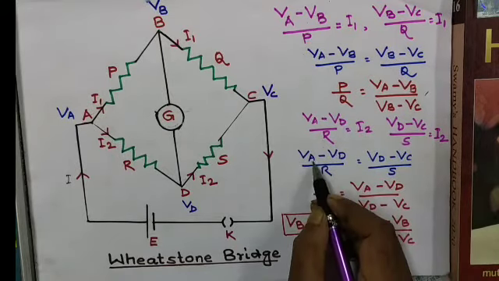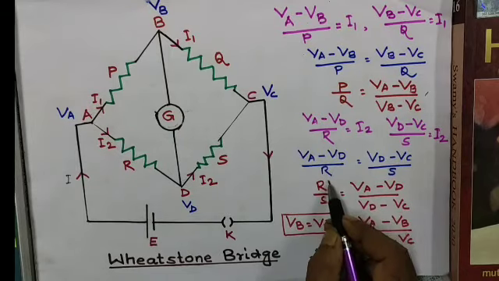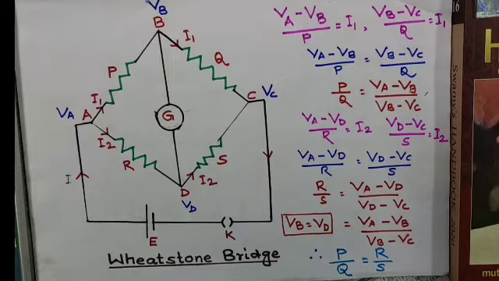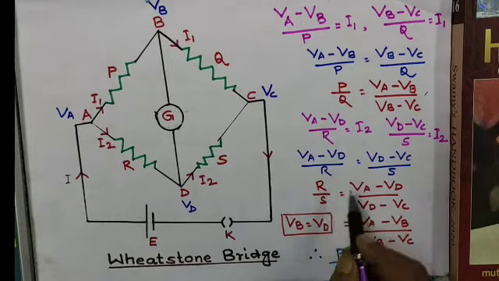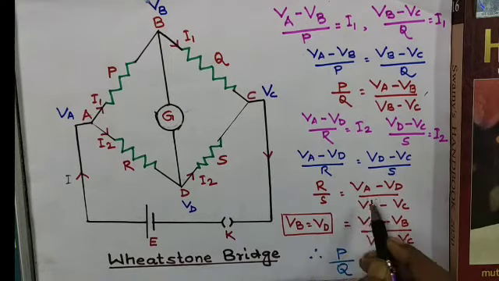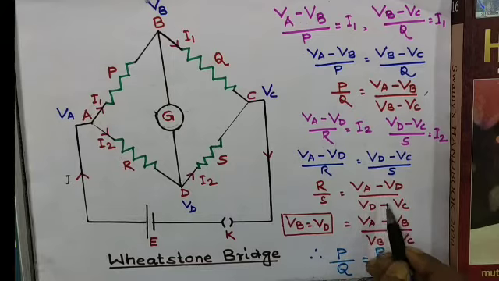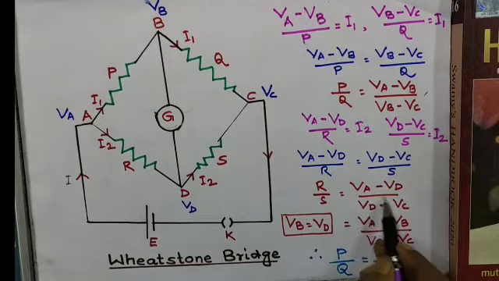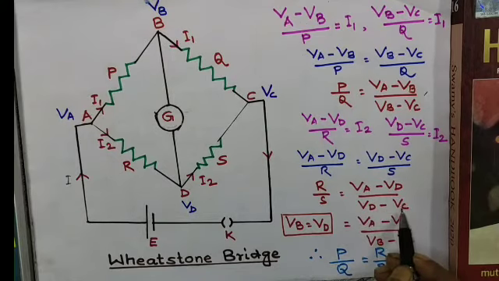That means VA minus VD by R is equal to VD minus VC by S. So we can get R by S is equal to VA minus VD by VD minus VC.